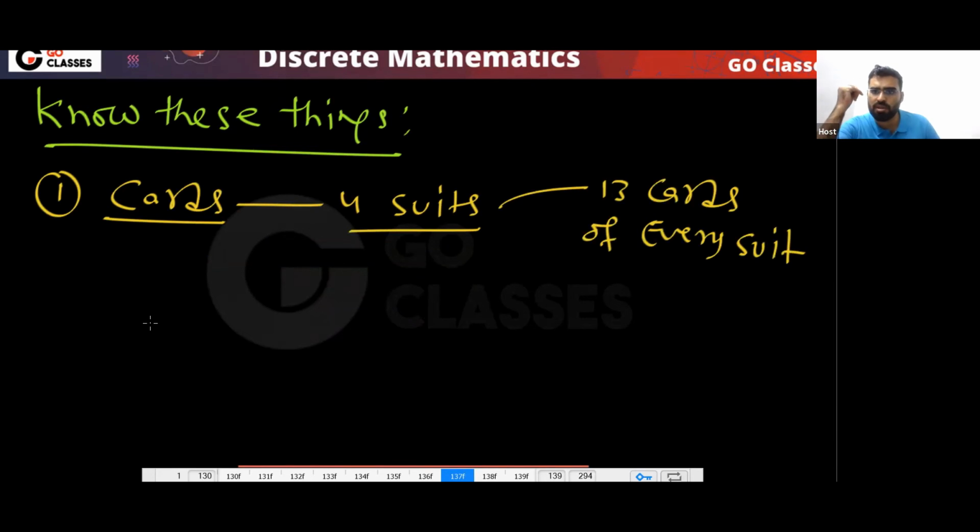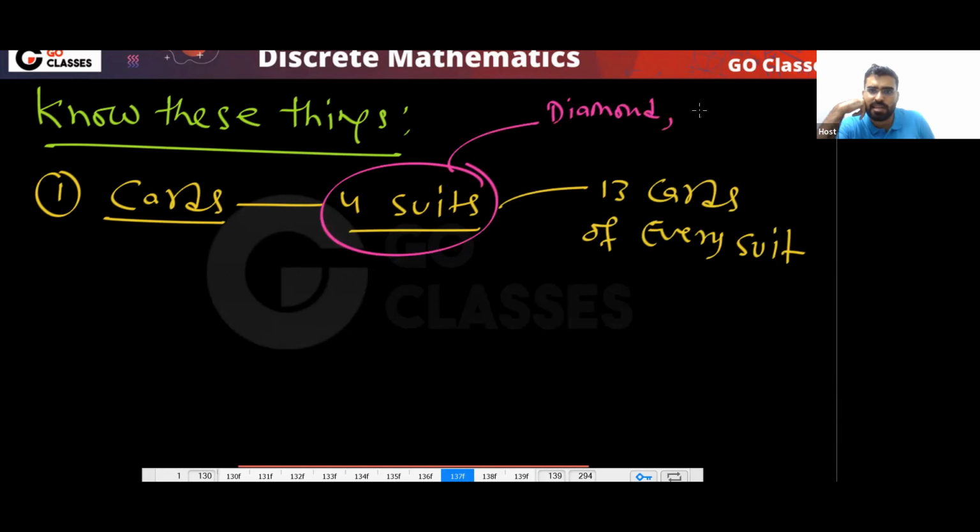So you should know about the card game. In cards, you have a total of 4 suits. What are those 4 suits? Can anyone tell me? There is diamond, there is club, there is heart, and there is spade. So there are four types of suits: diamond, club, hearts, spade.